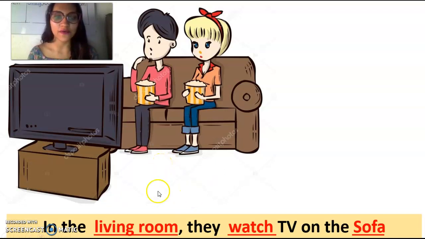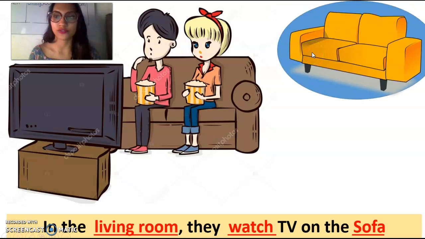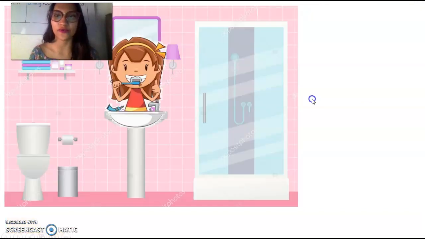In the living room, we watch TV. Here we watch TV on the sofa. This is the sofa and we watch TV. In the living room. There is a sofa in the living room and the TV.